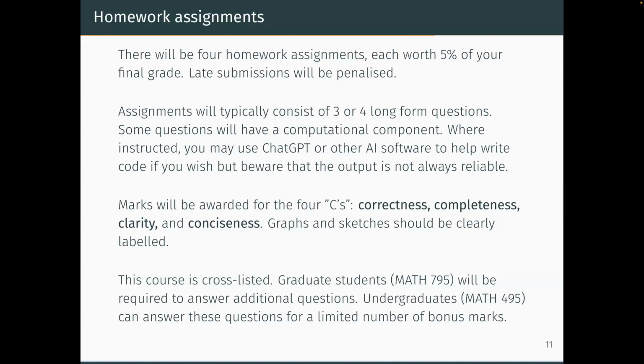And I talked earlier about this being a cross-listed course, so graduate students, you'll have to do some slightly additional things. The questions, though, I will leave them up there for undergrads who want to do them, and there will be a limited number of bonus marks if you want to do those.